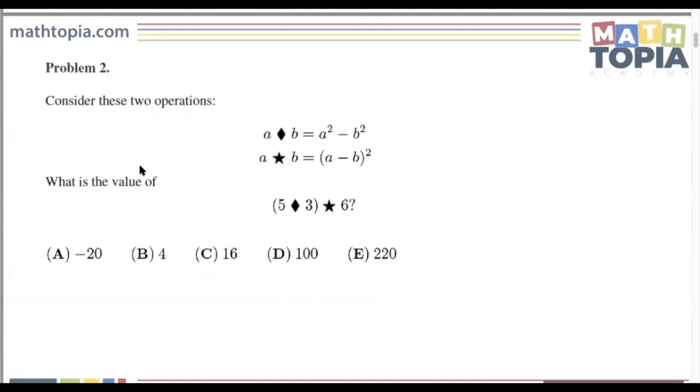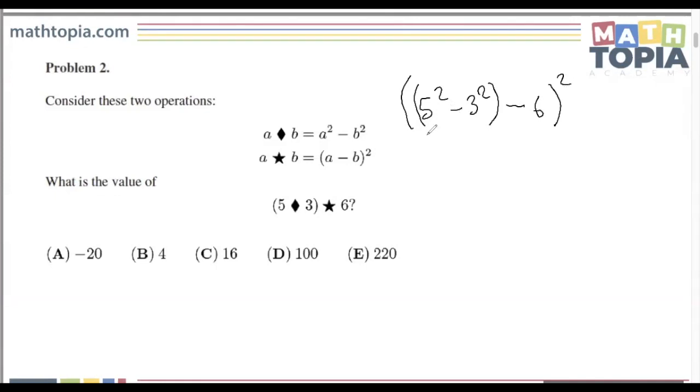All right. Problem 2. So we need to consider these two operations, A diamond B and A star B. And it's just asking for these numbers in terms of those functions. So what we can do is we can just plug in, right? So 5 diamond 3 is just going to be 5 squared minus 3 squared, right? And then we take this in the second function, the star function. So it's going to be this minus the second number, 6. And then we take this and we square it, right?